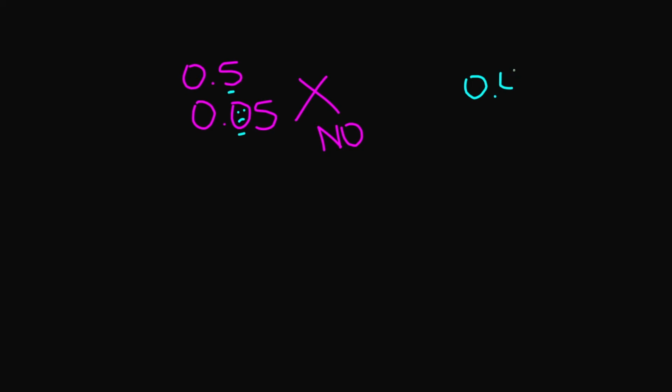So let's say we had 0.5 and 0.05. Are these equivalent decimals? Yes or no? These are not equivalent decimals, so this is going to be a no. Notice here you have your 5 and here you have a 0. So what if you have 0.4 and then 0.40? Are these equivalent? Yes, these are equivalent decimals.